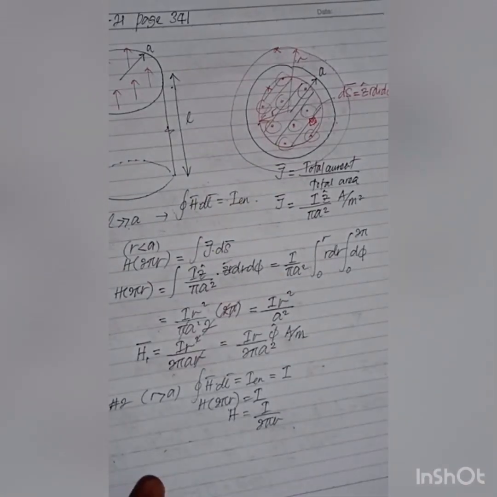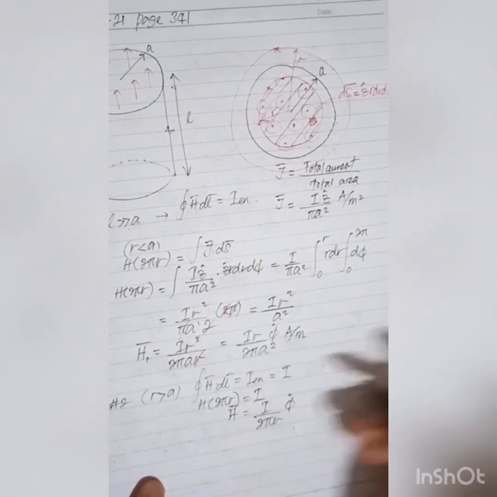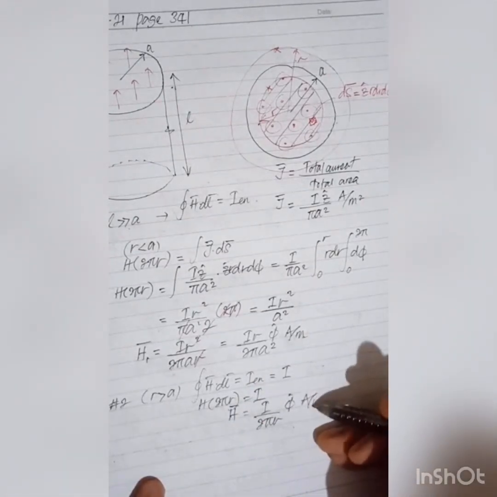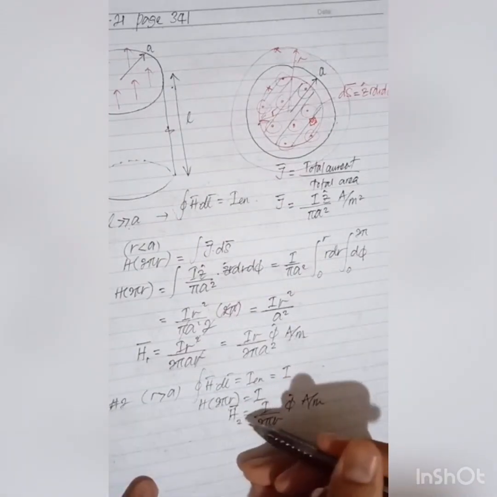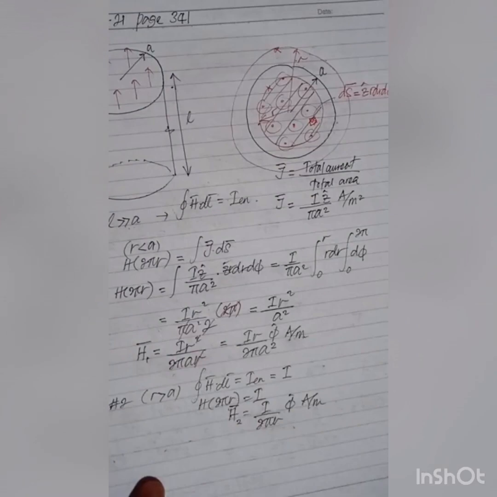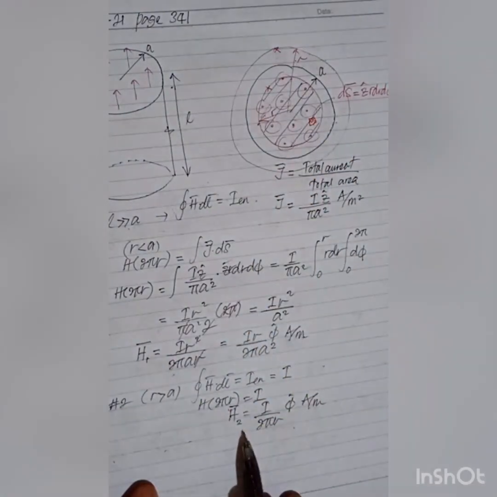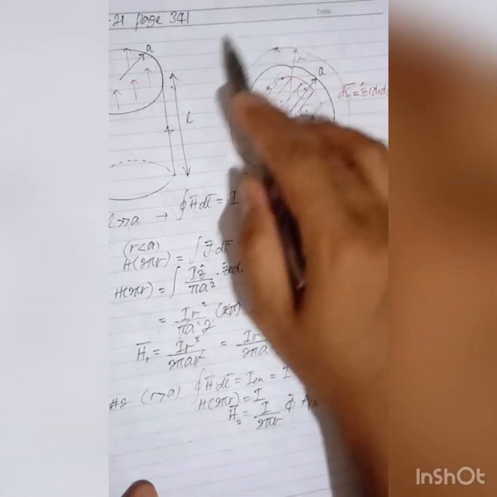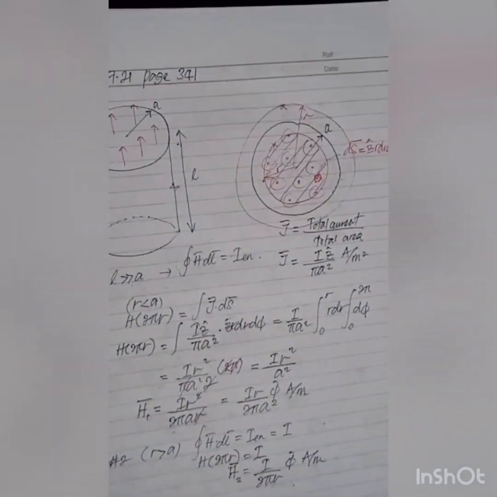Since we know the h is in phi direction, you can simply put the phi component and a bar there, and it has a unit of ampere per meter. So let's define this as your second h. So this is your first h within the conductor, and this is your second h outside the conductor. Alright, guys. Okay, so let's look at the next part of it.